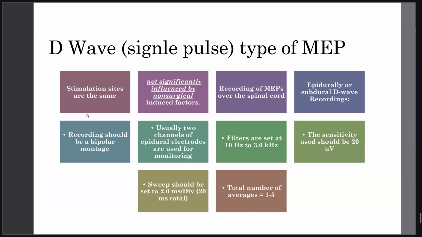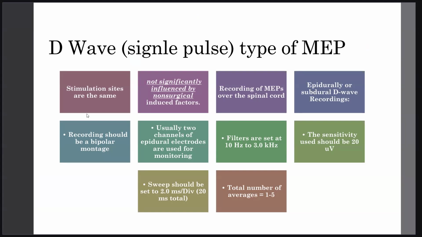Now I will talk briefly about the D wave. D wave is stimulating the cortex and recording from the corticospinal tract. So I won't go to the peripheral part of the motor system. I will stay in the central part of the motor system. This type has advantages and disadvantages, and the muscle type has advantages and disadvantages. The muscle type will assess the integrity of the whole motor system, while this type assesses the integrity of the central part of the motor system.